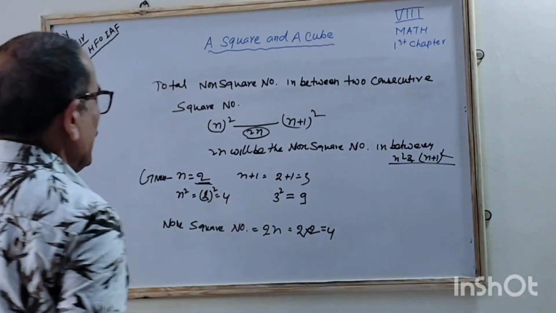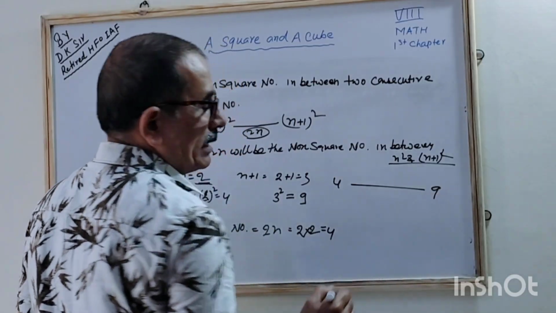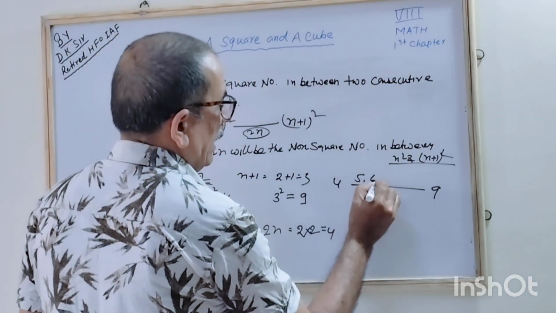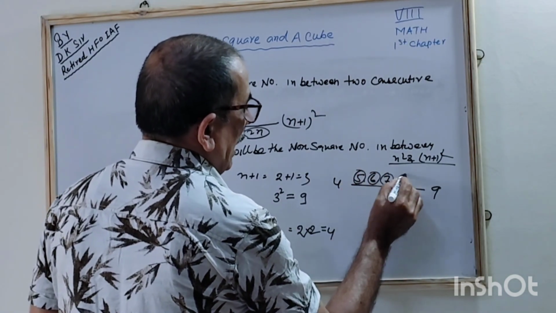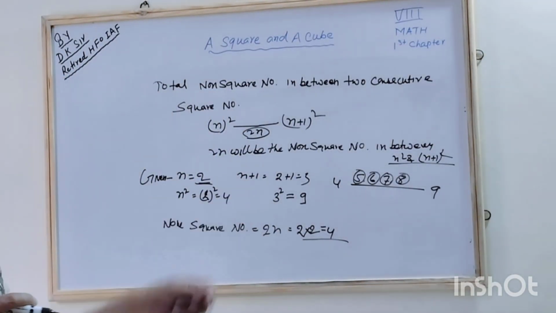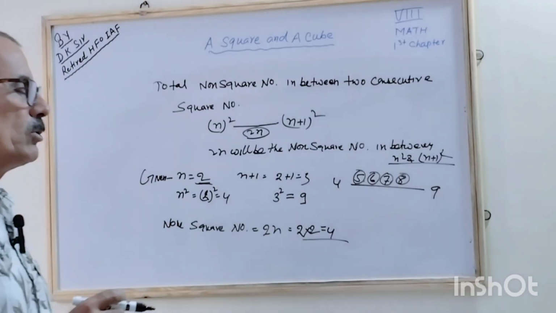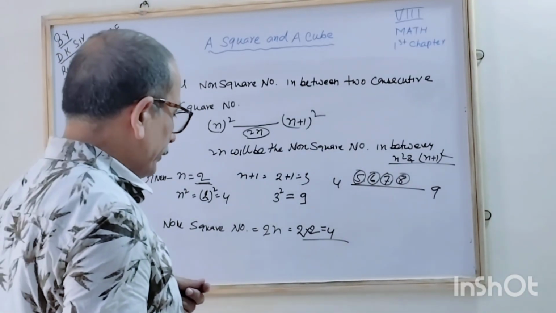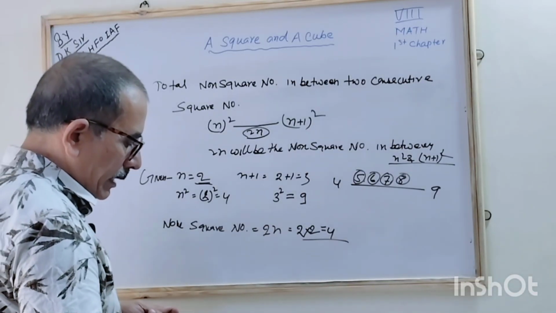You check it. In between the 4 and the 9, how many non-squares are there? You can find out. The 5 is a non-square, the 6 is there, the 7 is there, and 8 is there. Can you find 1, 2, 3, and 4? So you can find out there are 4 non-squares in between the square numbers, that is the 2 square and the 3 square, correct? Because 2 and 3 are the consecutive numbers, correct? This relation we found out how to find the non-square, correct?